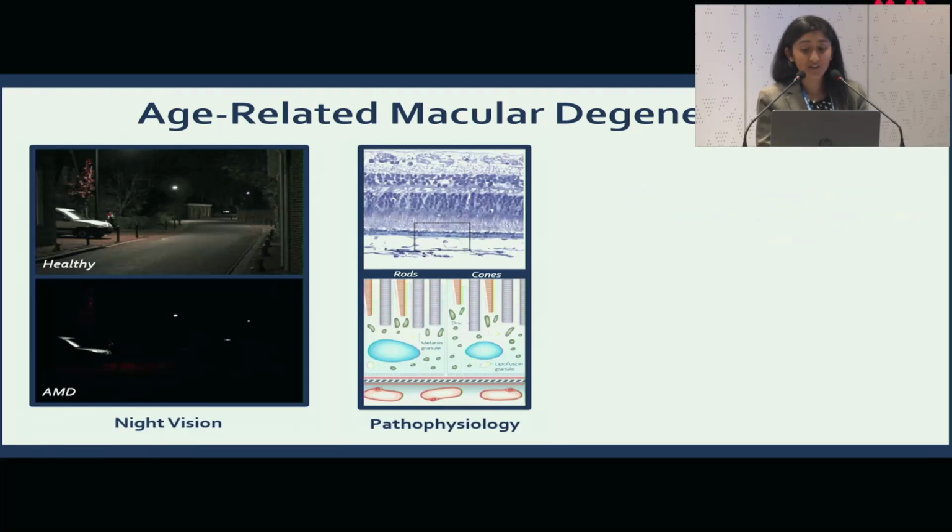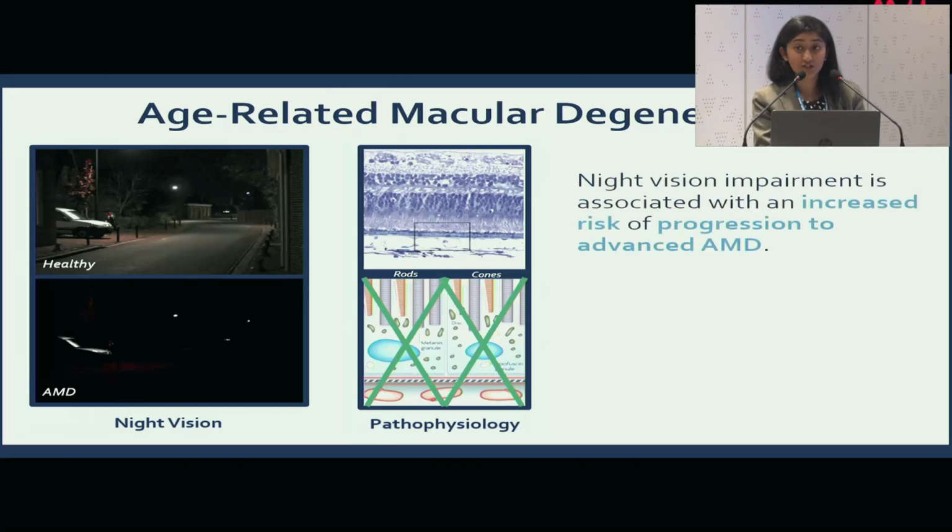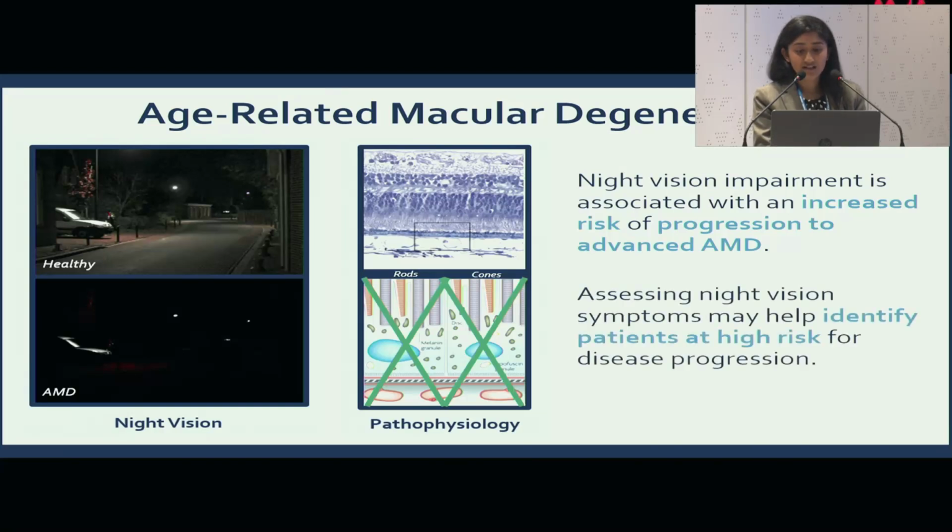I was saying the pathophysiology may involve slowing of rod-mediated dark adaptation. Given the interdependence of rods and cones, rod degeneration may serve as an indicator for impending cone degeneration. So night vision symptoms may indicate an increased risk of progression to advanced AMD. Therefore, assessing night vision symptoms may help identify patients at high risk of disease progression.